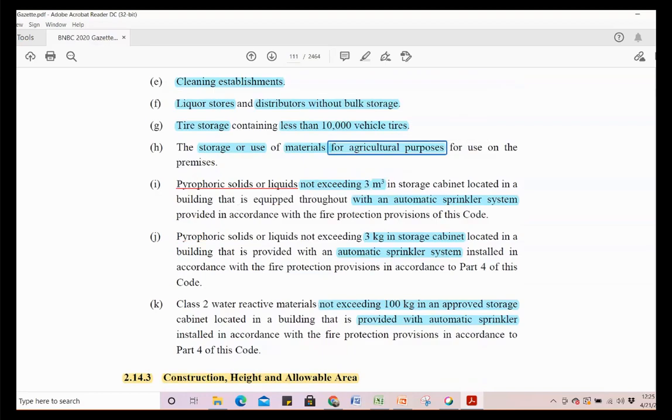Likewise, some other elements like pyrophoric solids and liquids not exceeding 3 meter cube in storage cabinet in a building that is equipped throughout with an automatic sprinkler system will be exempted from J1 category, and that must comply with the fire provision of this code.